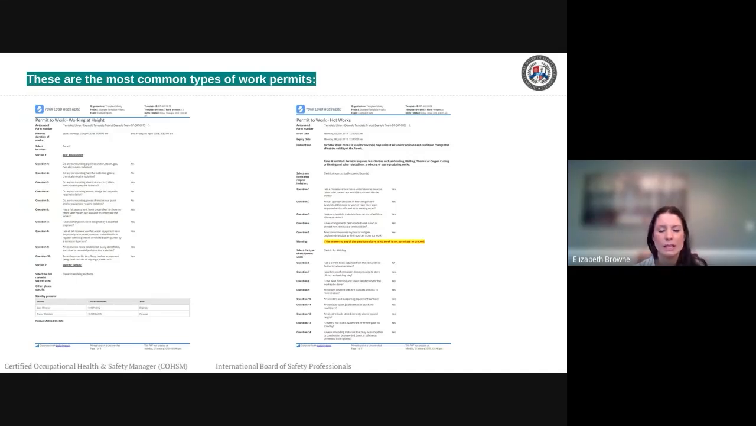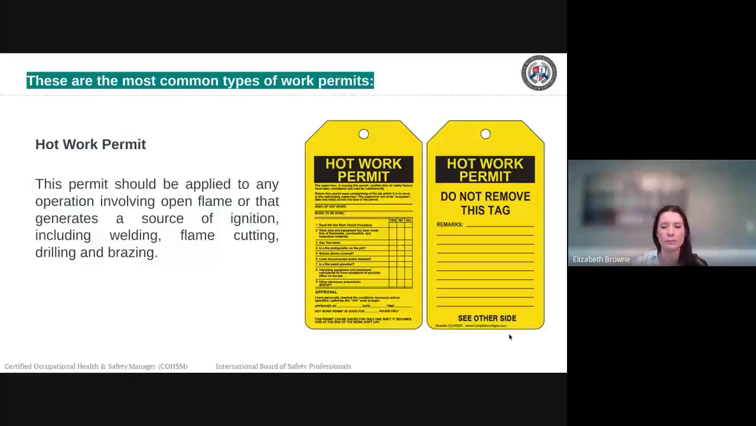Here are some other examples, pictures of a working at height permit. There are live electrical work permits, hot work permits. And with hot work permits, you can see a tag like this may be attached to the area where the hot work will be occurring.